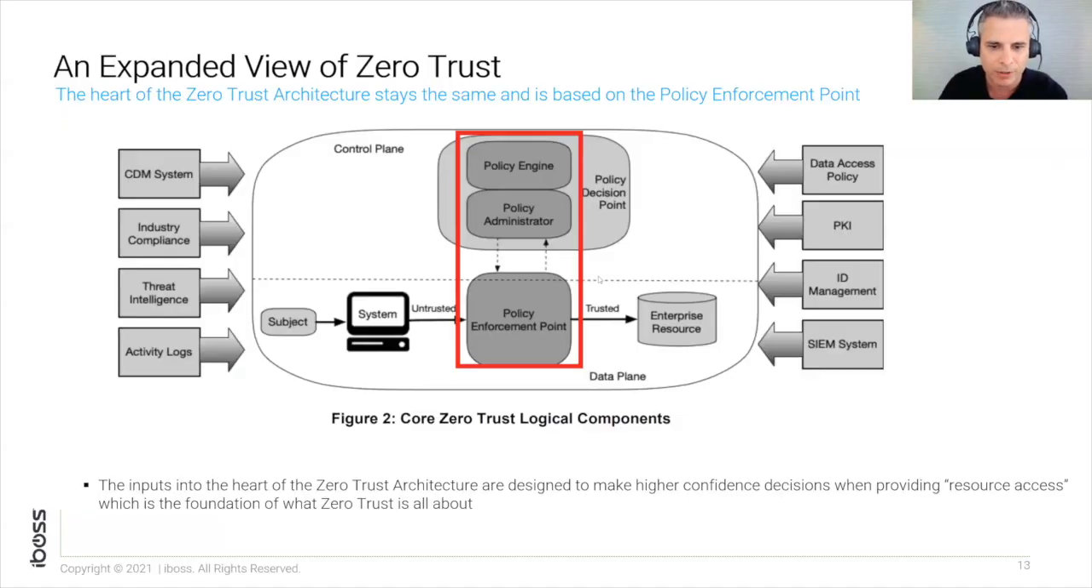iboss serves as the centerpiece here, as both the policy enforcement and policy decision point, making all of the enterprise resources private. Notice, again, it's not an on-prem resource or a cloud resource or SaaS. It's just any enterprise resource you own. The subject and the system will be connected to this service. The service is going to grant access to this resource only to those users that should be allowed, denying all others. Notice the SIEM sits here: identity management, certificate management, threat intelligence.